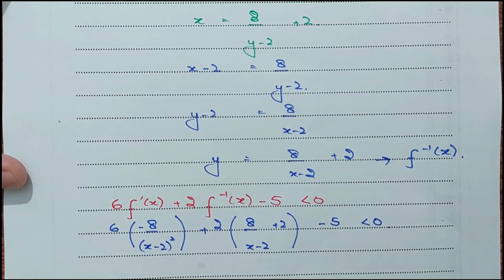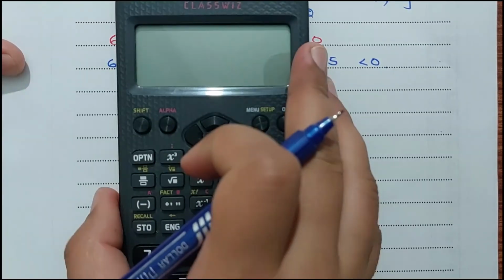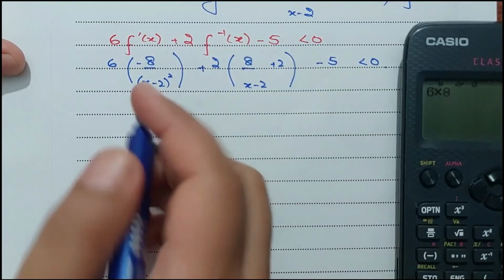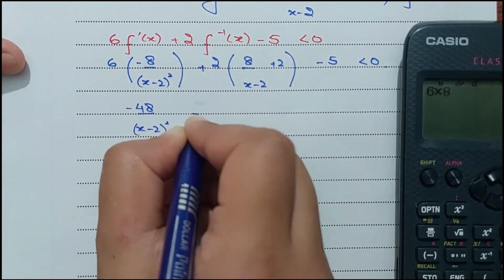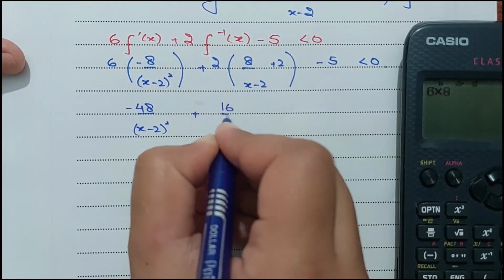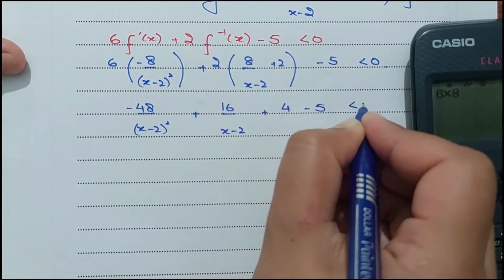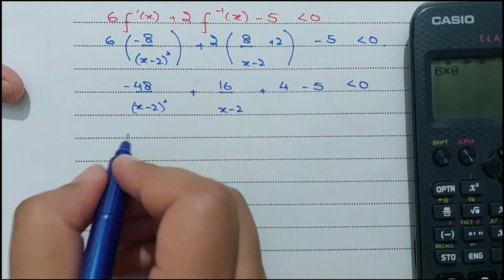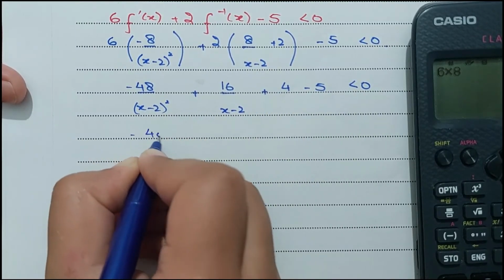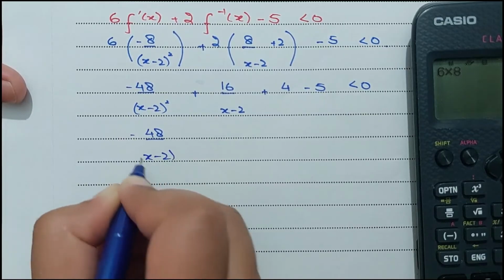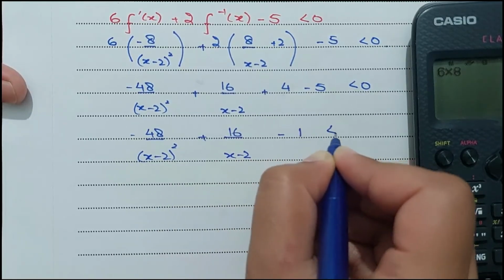Let me simplify. So we have 6 times negative 8, minus 48 over (x minus 2) whole squared, plus 2 times 8 is 16 over x minus 2, plus 2 times 2 is 4, and minus 5. This is less than 0. So in these two fractions, let me do one more step: minus 48 over (x minus 2) whole squared plus 16 over x minus 2 minus 1 is less than 0.